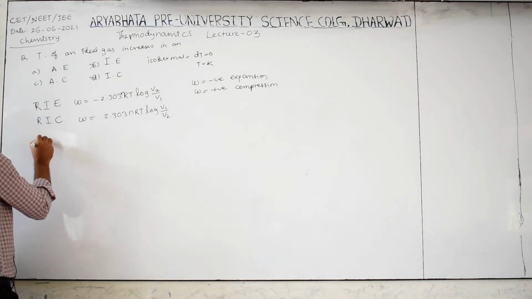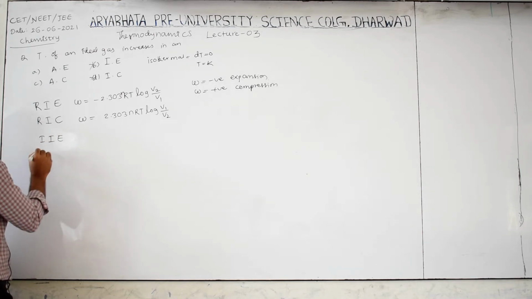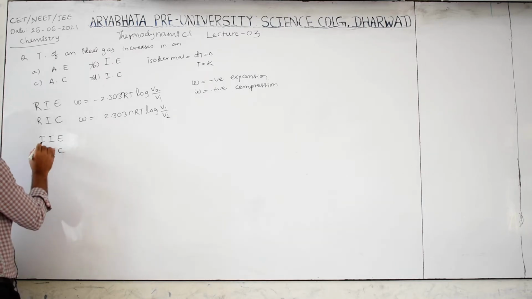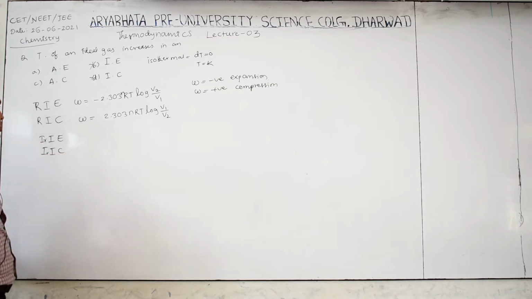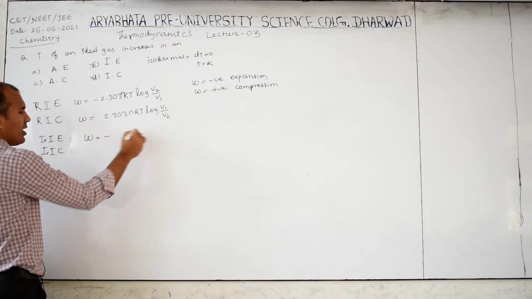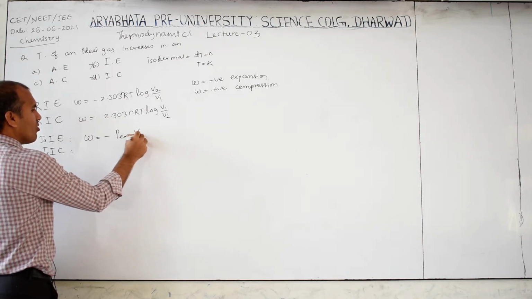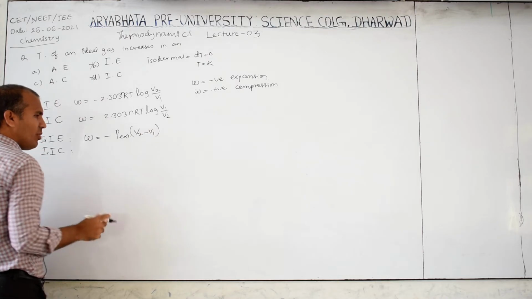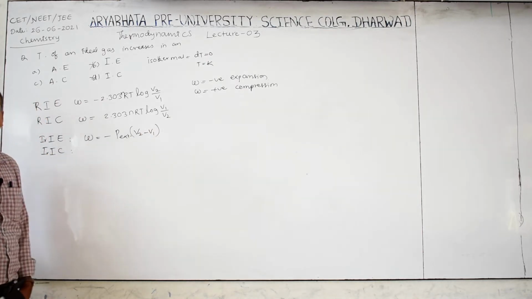Next, irreversible isothermal expansion, irreversible isothermal compression. I want to write here irreversible as IR, so you can easily remember. Keep in mind the formula for work W: minus P external into delta V, that is V2 minus V1. dV means V2 minus V1. This formula is applicable for both.